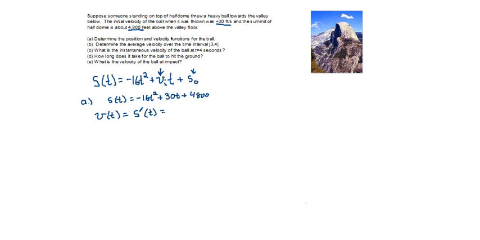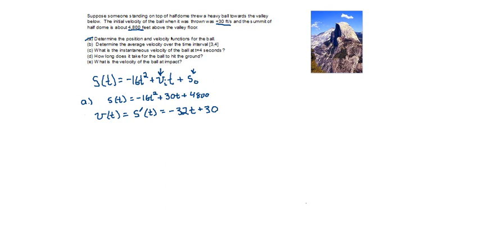taking the derivative of this polynomial is actually fairly easy. You use the power rule. 2 times negative 16 gives you negative 32. t squared, lower the power by 1, just becomes t, plus the derivative of 30t. It's a linear function, so it's just the constant in front. And there we have our velocity function. s prime of t equals negative 32t plus 30. Alright, so we got A done.